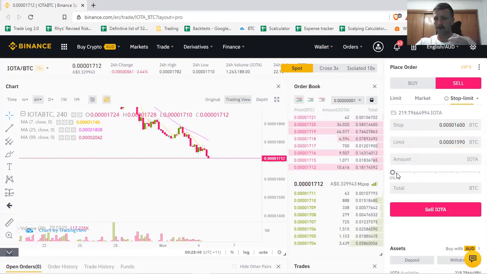Then obviously I would just set 100% of my IOTA. I want to get out completely. So yeah, that's pretty much all there is to say about using stop limits and trying to use them as stop markets. This will essentially make it act as a stop market. The only difference is that slight risk of being skipped over or not having any buys above your price.